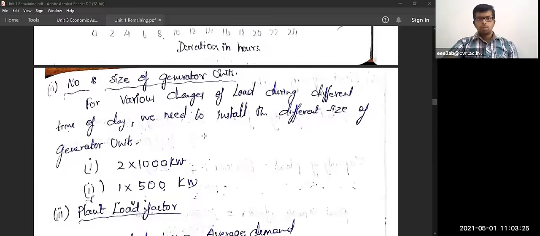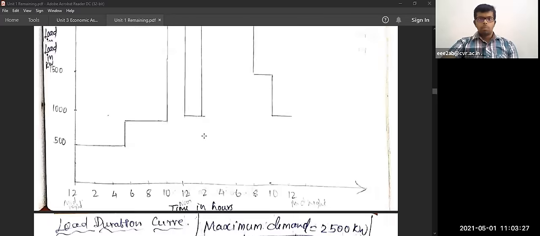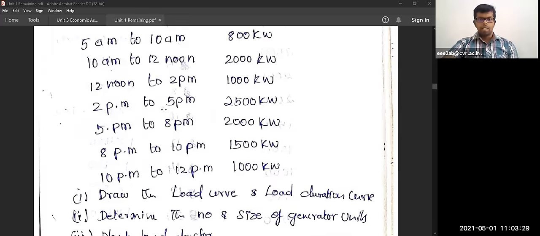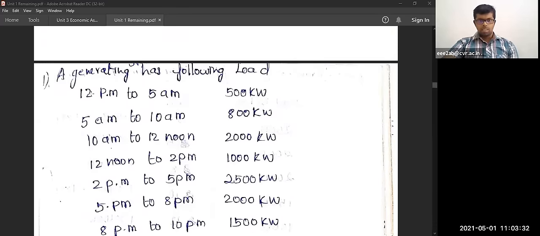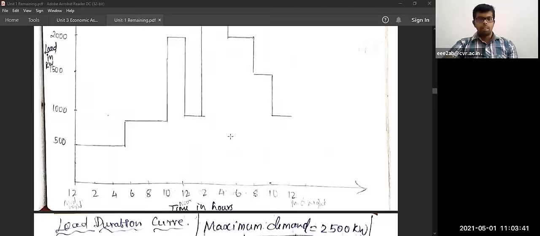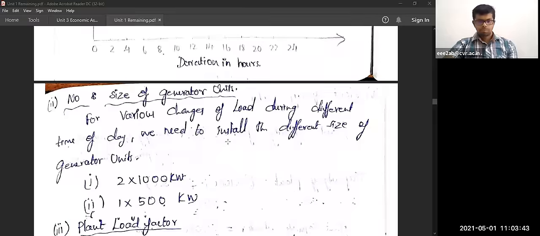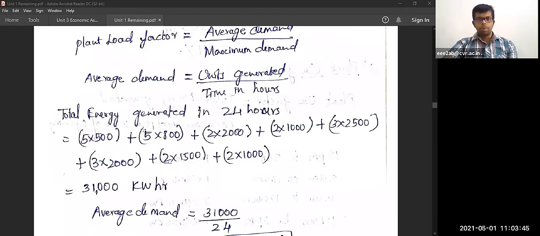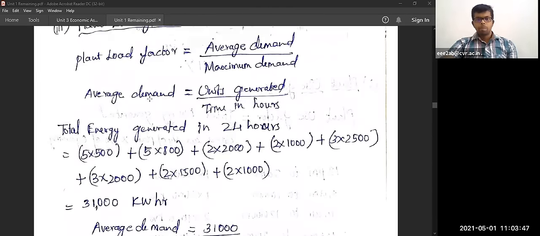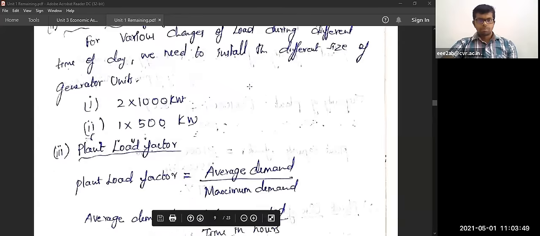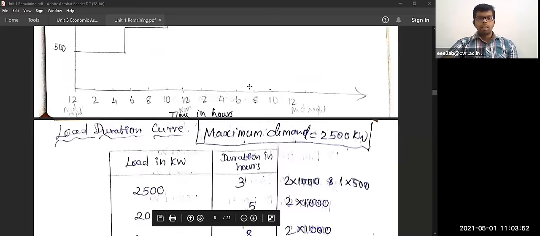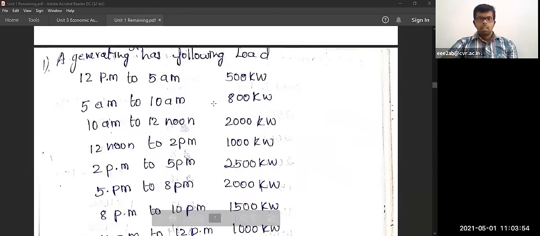So you have to go to the problem, whatever is given. Unit generated. So this is a 5 hour duration, 12 midnight to 5 a.m. is 5 hours. So 500 into 5, plus 5 into 800. Again 800 remains for how many hours? So 800 remains for again 5 hours.